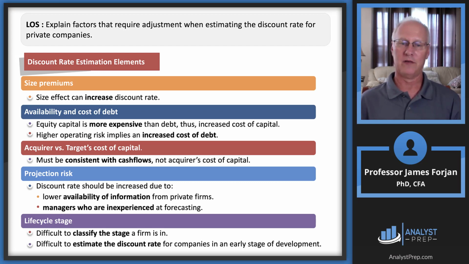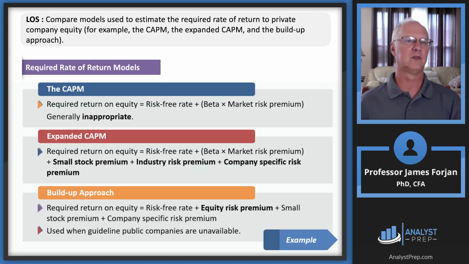How about lower availability of information and managers who are inexperienced at forecasting? Okay, we call that projection risk. And then lifestyle, we've talked about that multiple times.